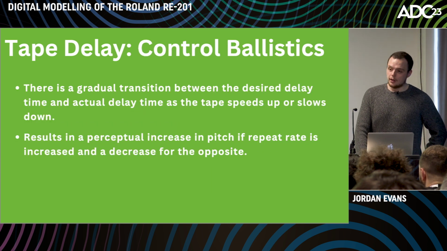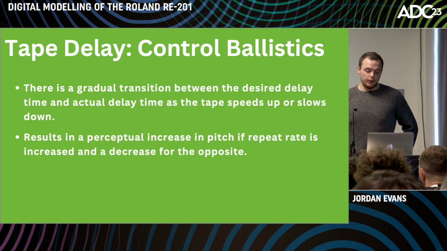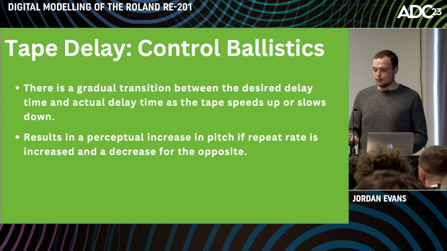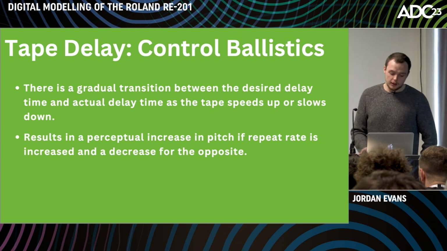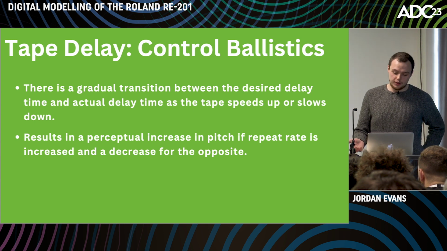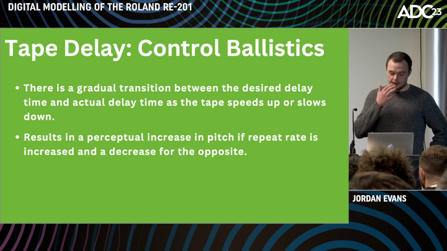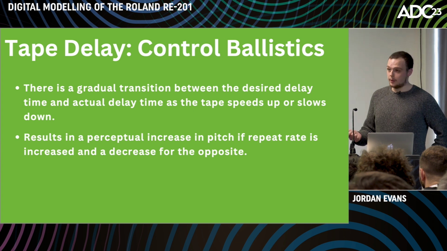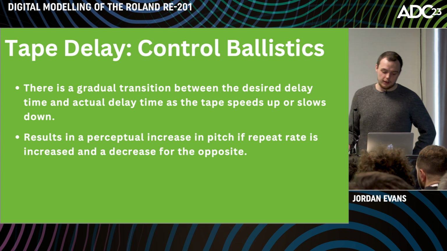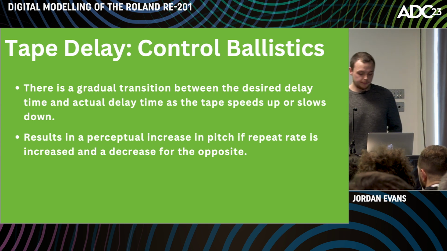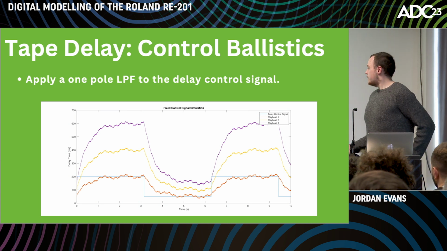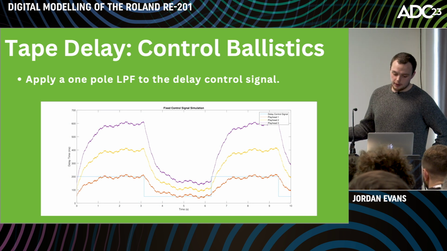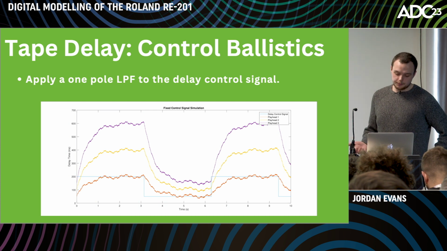Control ballistics. So we've got wow and flutter, but we've also got this phenomenon where if we turn up the repeat rate, we get a change in pitch as well. There's a gradual transition between the desired delay time and the actual delay time as the tape speeds up or slows down. And it results in a perceptual increase in pitch if the repeat rate is increased and a decrease for the opposite. So how do we model that? Essentially, we take our delay control signal and we apply a one-pole low-pass filter.